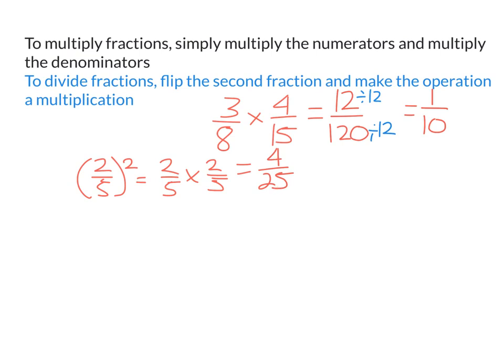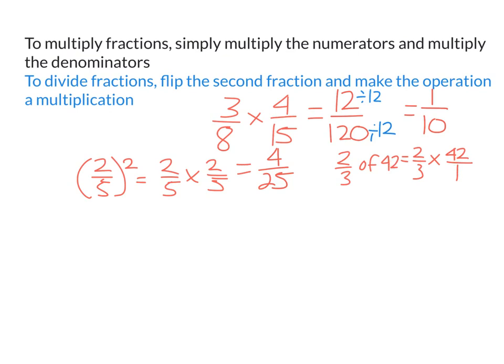Another point to note is that of means times. So let's say I have 2/3 of 42. So that is the same as 2/3 times 42, because of means times. When you're multiplying by a whole number, write it over 1. 42 and 42 over 1 are the same thing.